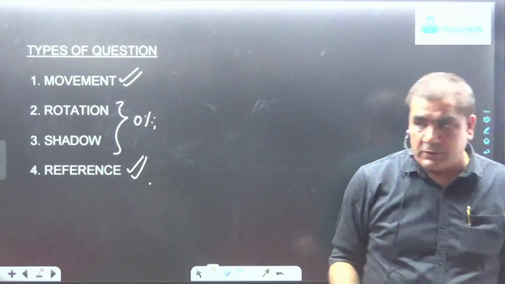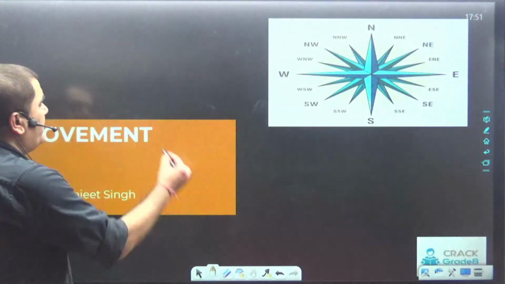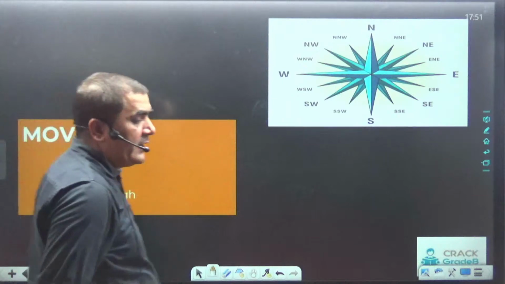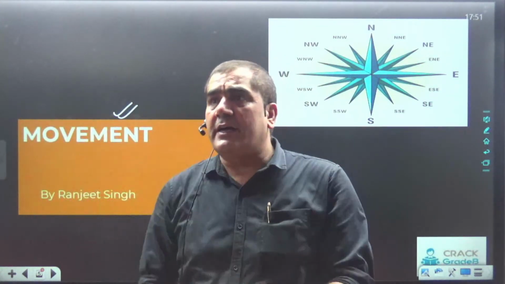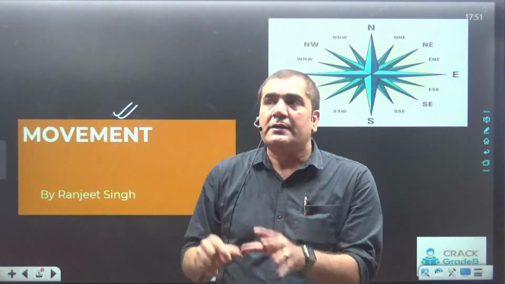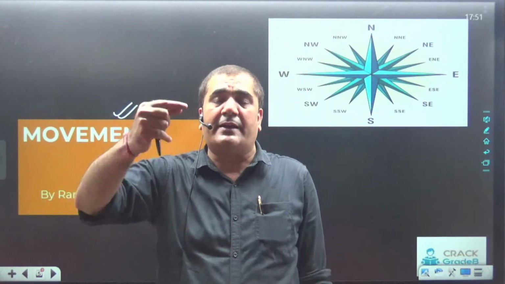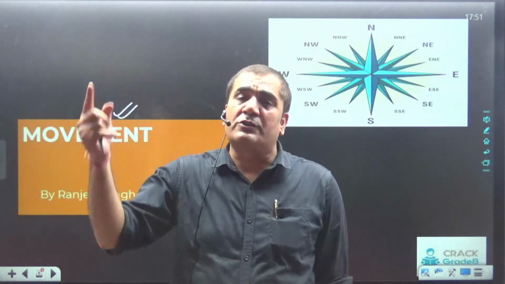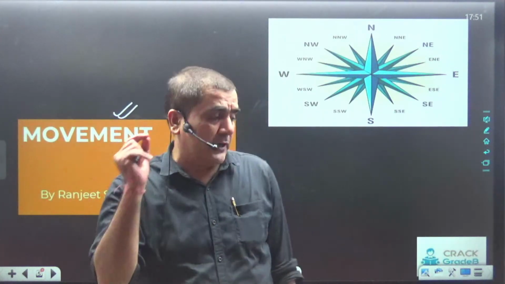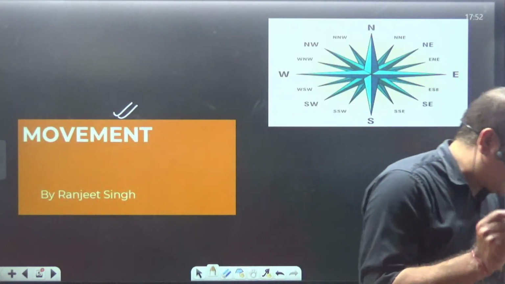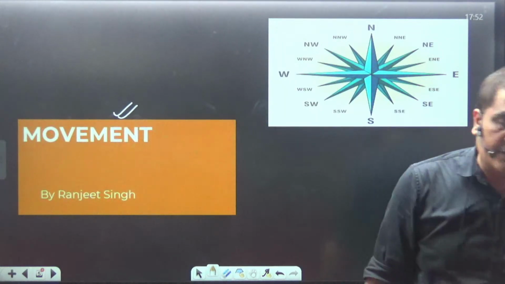Clear? Now, let's talk about movement. Let's start with the first type, which is movement. Movement signifies what here? Here the examiner is going to ask about a person who is covering some distance. The format of the problem is something like this. They will say one day Ravi left home and goes 25 meters in the east. Then he turns right, then he turns left, then he turns right, and so on. And at last, the examiner asks, how far is he now from the starting point? This is the standard format of the question.